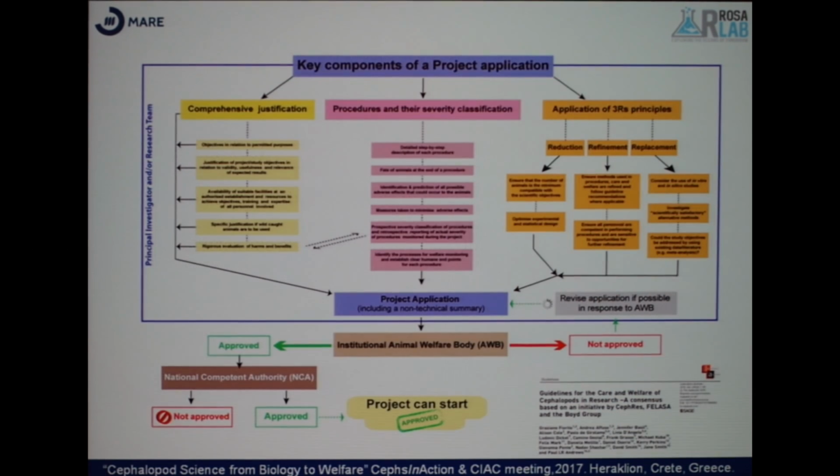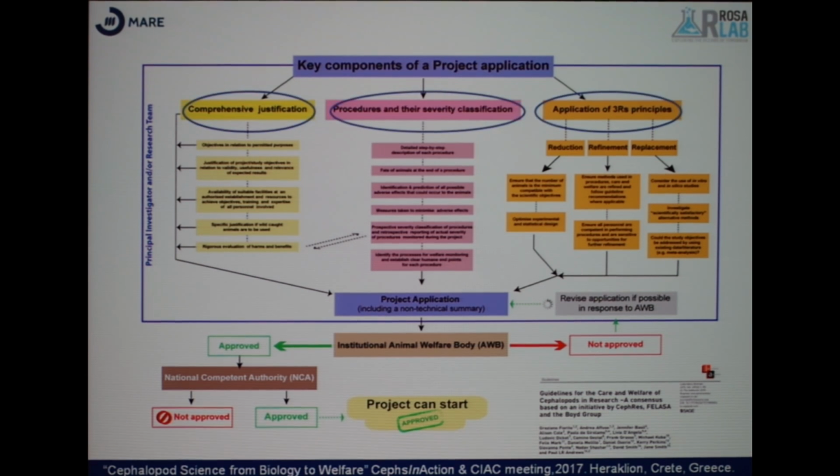experimental protocols. So basically, this is figure 1 from Fiorito et al. 2015, the guidelines. It's a schematic of the project application. There are 3 main areas that we have to do. There is comprehensive justification, where we talk about the objectives of the work, the counterbalance between harms and benefits, the availability of research facilities, and so on.